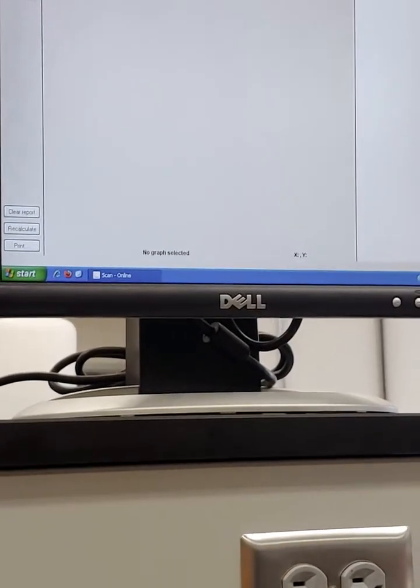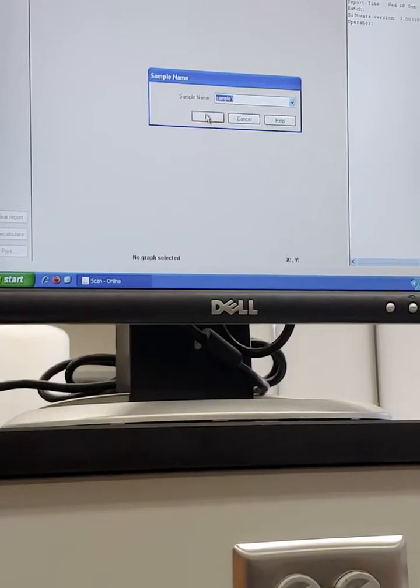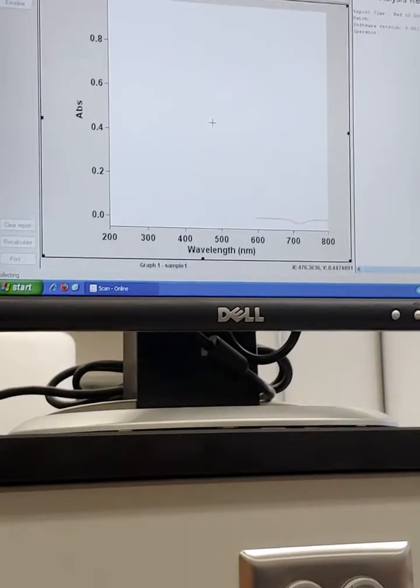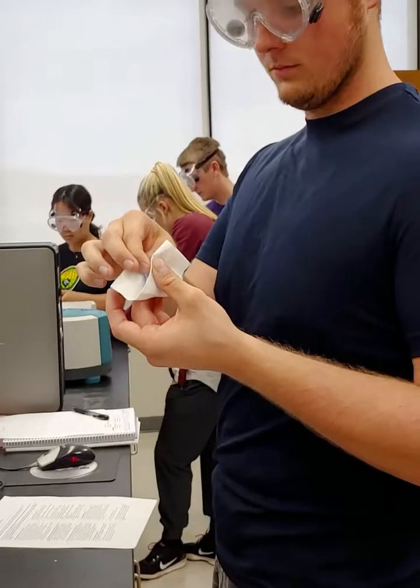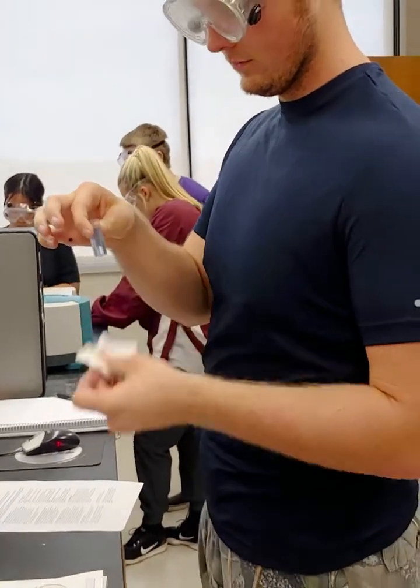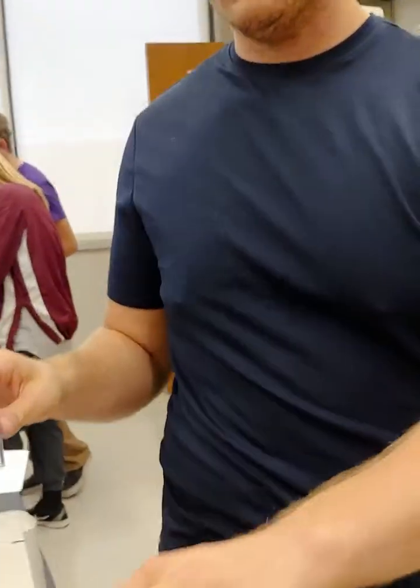Next, it is important to make sure that the spectrometer is zeroed. If the spectrometer is not zeroed with a reference solution, the absorbance value would be incorrect because zeroing allows for the absorbance reading to have a baseline response for comparison.